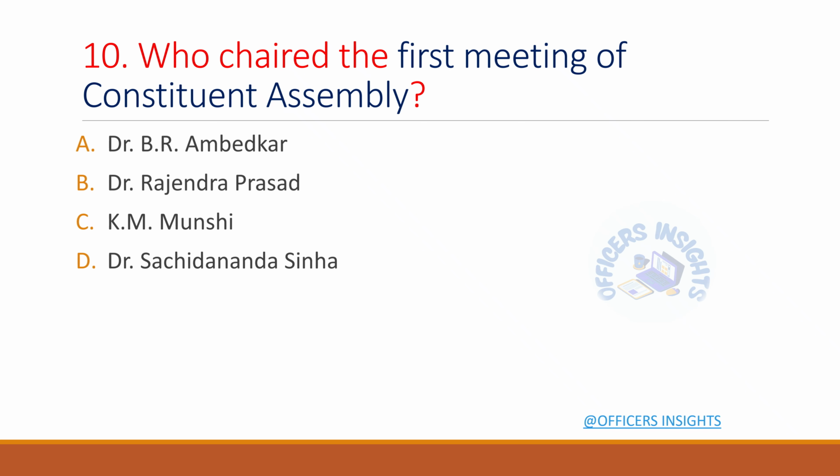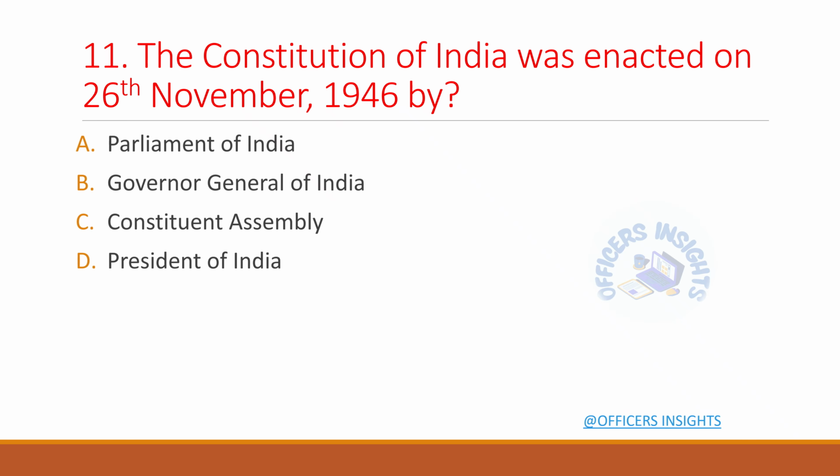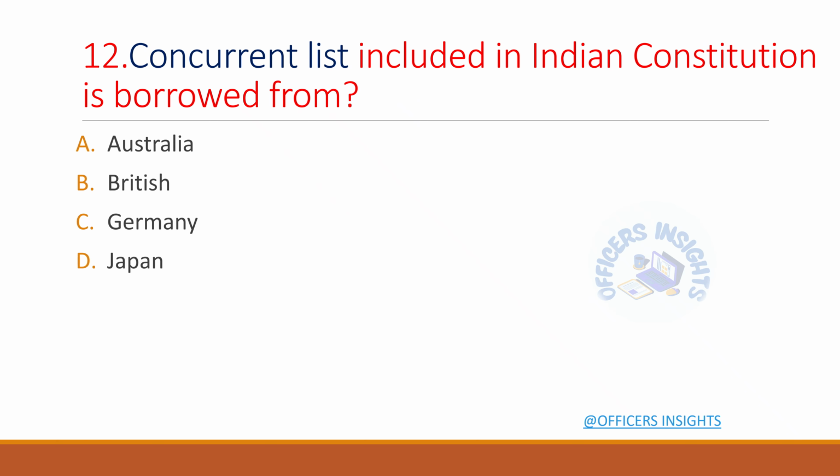Who chaired the first meeting of Constituent Assembly? Correct answer is option D, Dr. Sachidananda Sinha. The Constitution of India was enacted on 26th November 1946 by. Correct answer is option C, Constituent Assembly. Concurrent list included in Indian Constitution is borrowed from. Correct answer is option A.